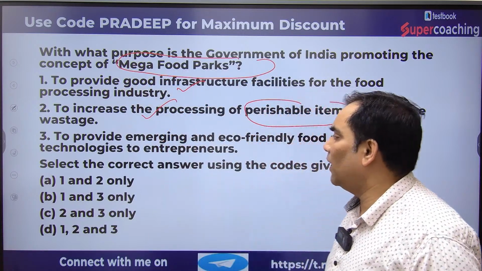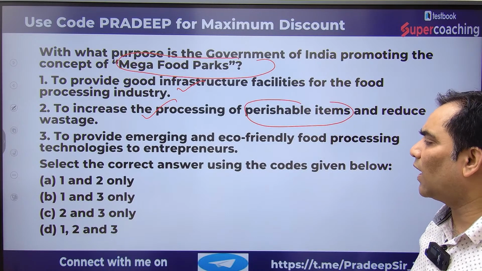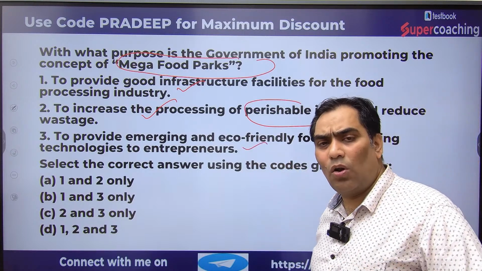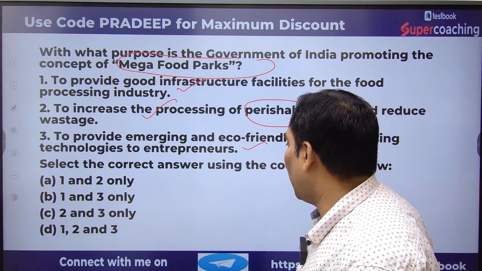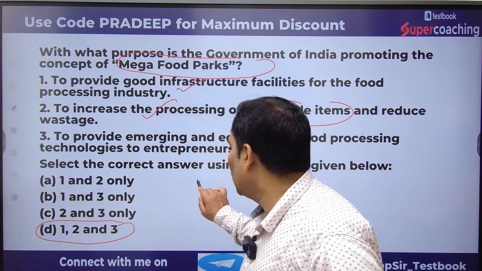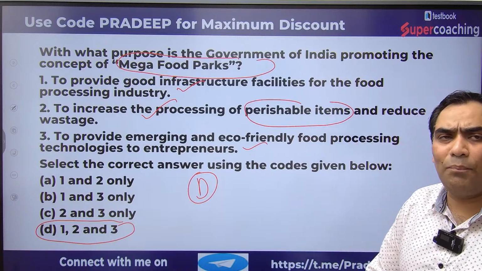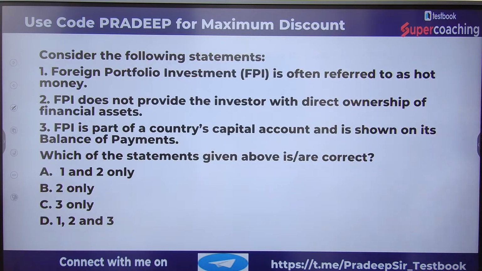The third statement is, it provides emerging and eco-friendly food processing technology to the entrepreneur. Under this, there is going to be technological advancement, and that is going to be eco-friendly as well. That's why all three statements are correct, and the right answer is D only. So all the students who have given the answer D have given the right answer. Next question is on your screen. Just go through it and let me know the answer.